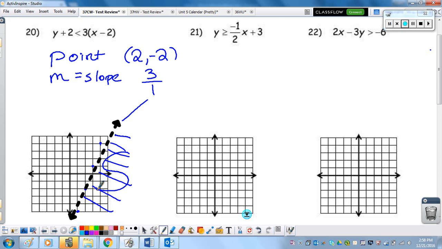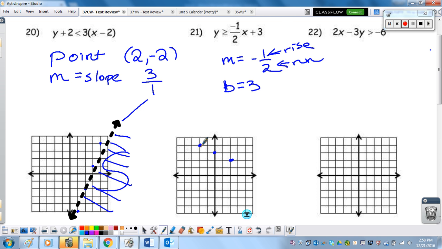Okay, number 21. Now if you notice, your y is by itself, so I'm going to get my m is -1/2. And your b is equal to 3. That is your y-intercept. So you begin at the b. So 1, 2, 3. And then you do rise over run. So I'm going to go down 1 and right 2. I can also go from the y-intercept up 1, left 2 because it's rise over run.